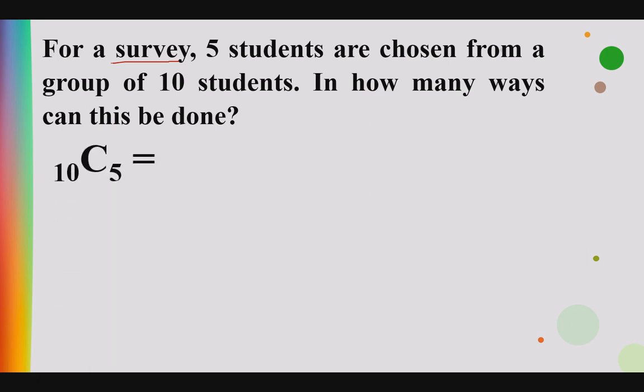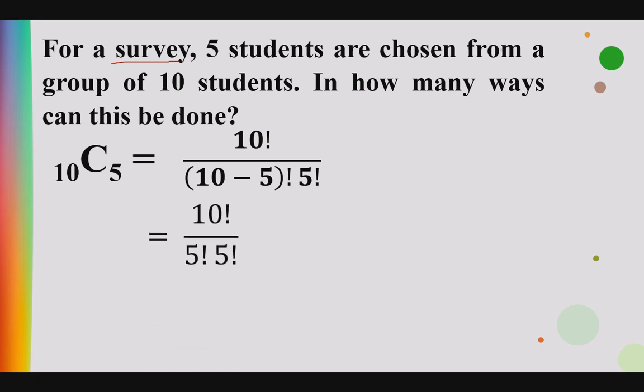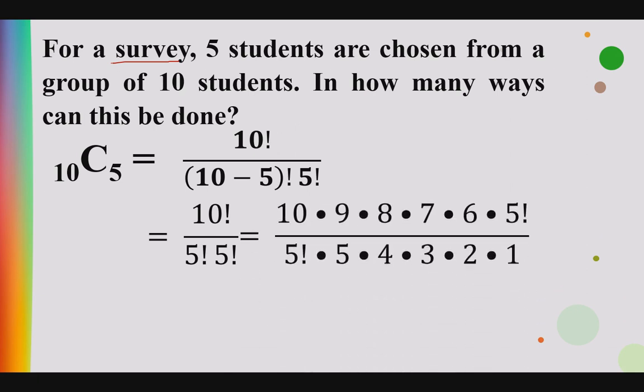So, ganito ang itsura ng ating equation. 10 factorial over quantity 10 minus 5 factorial times 5 factorial. Evaluate natin yung nasa loob ng parenthesis, will be 10 factorial over 5 factorial times 5 factorial. Na kapag in-expand natin, mag-i-stop tayo sa 5 factorial kasi may kamukha na siya sa baba. So, pwede natin i-cross out yan. Ano pa kaya yung mga pwede natin i-cross out? Dito pwede natin i-cross out yung 10 and 5 times 2.